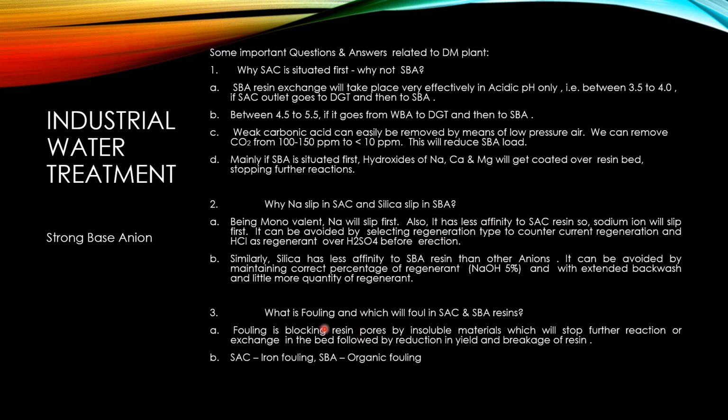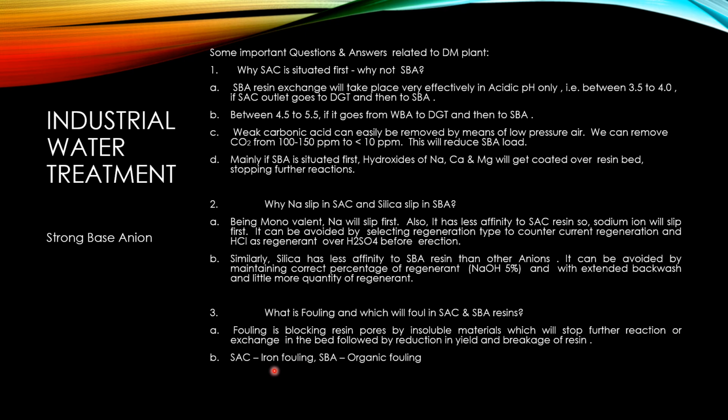The next important question is what is fouling, and what will foul in strong acid cation and SBA resin. Fouling is blocking of resin pores by insoluble materials or insoluble solids, which will stop further exchange in the resin bed. This will be followed by a reduction in the yield. The pores are blocked because of the fouling, that will break the resin, so resin volume also will get reduced. Further, it will reduce the yield of the bed.